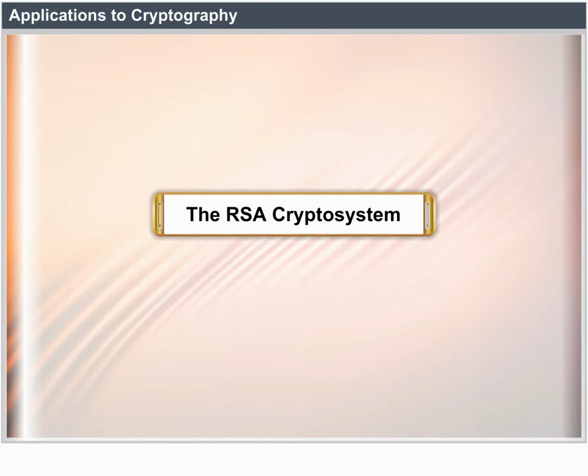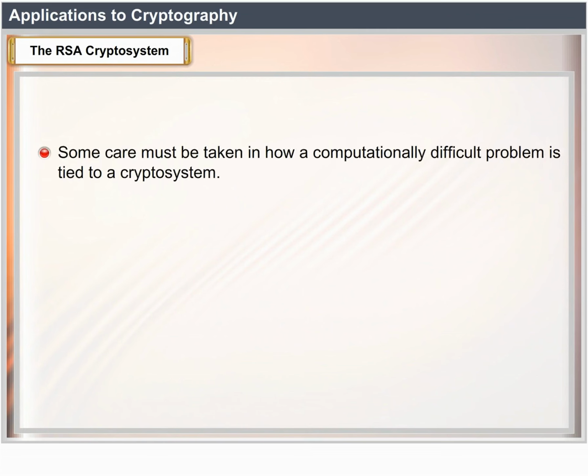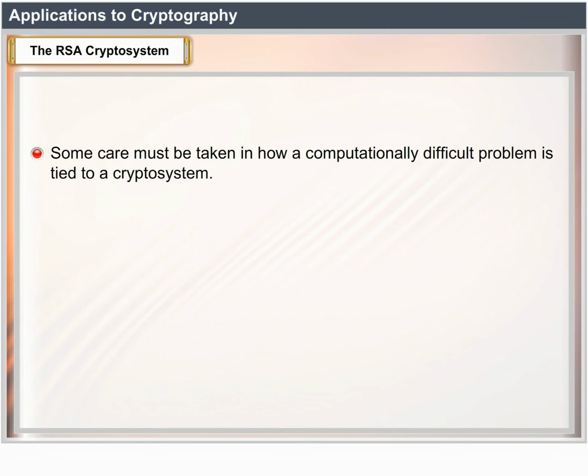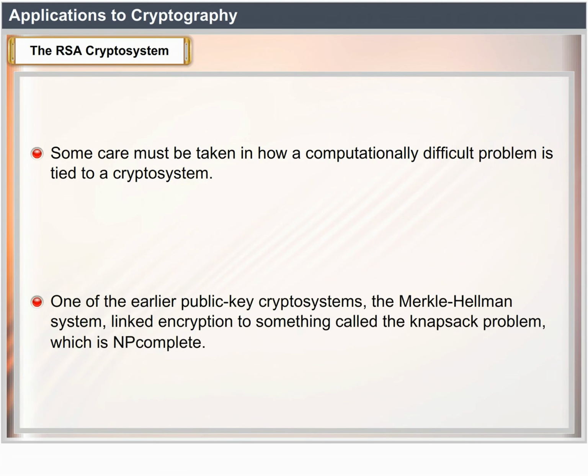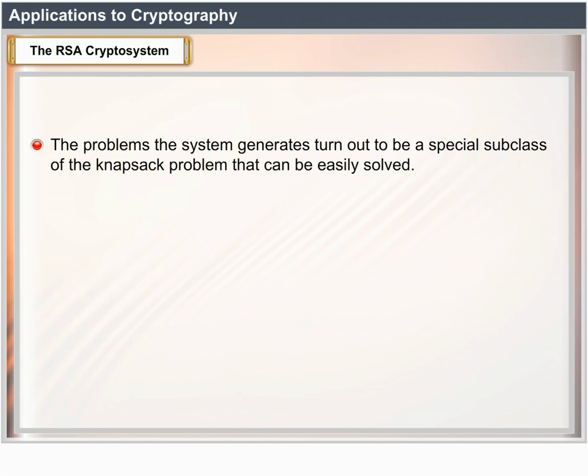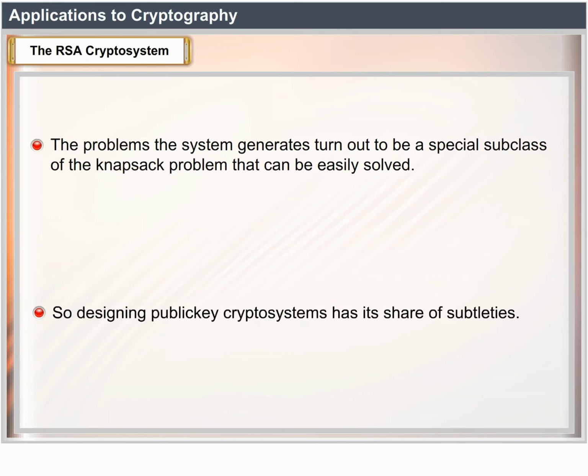The RSA cryptosystem. Some care must be taken in how a computationally difficult problem is tied to a cryptosystem. One of the earlier public key cryptosystems, the Merkle-Hellman system, linked encryption to something called the knapsack problem, which is NP-complete. The problems the system generates turn out to be a special subclass of the knapsack problem that can be easily solved. So, designing public key cryptosystems has its share of subtleties.